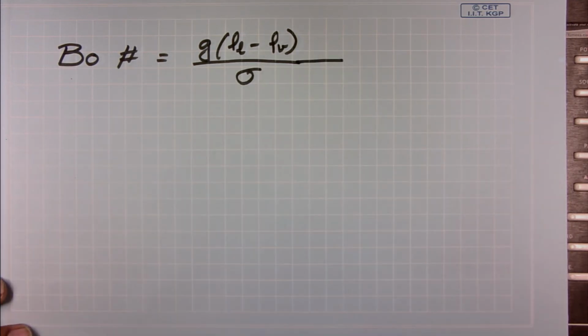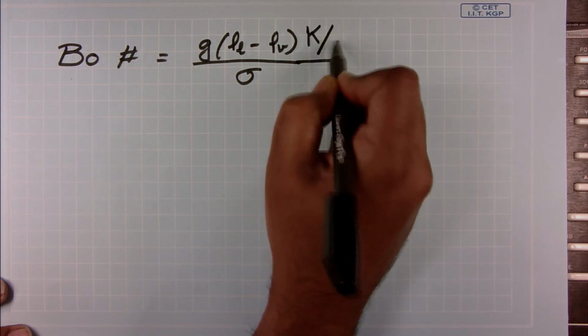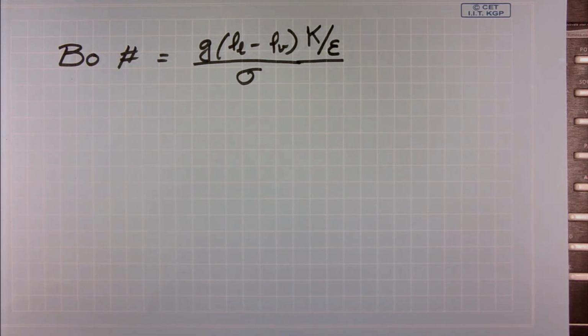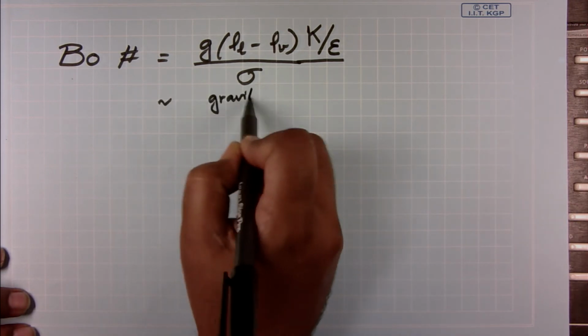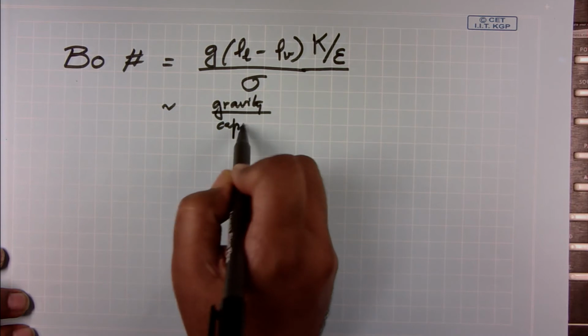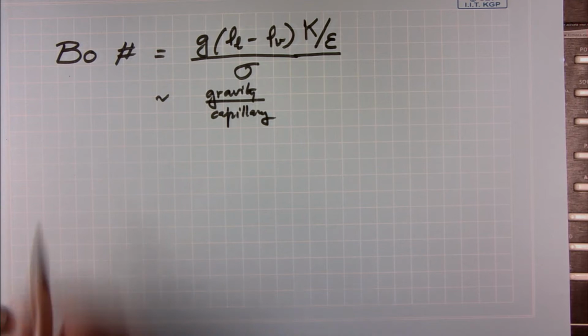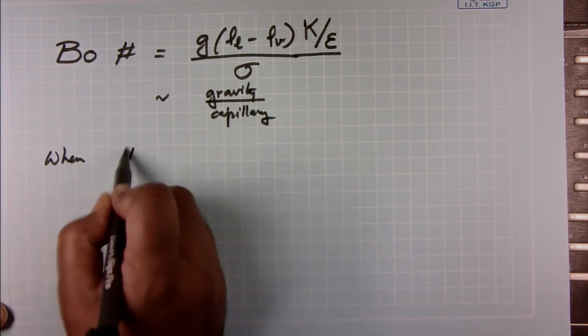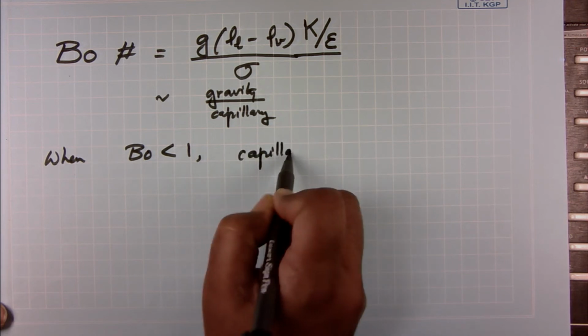Now, what comes in the bond number definition for a porous medium is slightly different. In the most generic definition, we write it as permeability over porosity. Okay. But again physically this is gravity over capillary. So, therefore, what happens is when bond number is much lesser than 1, capillary dominates.